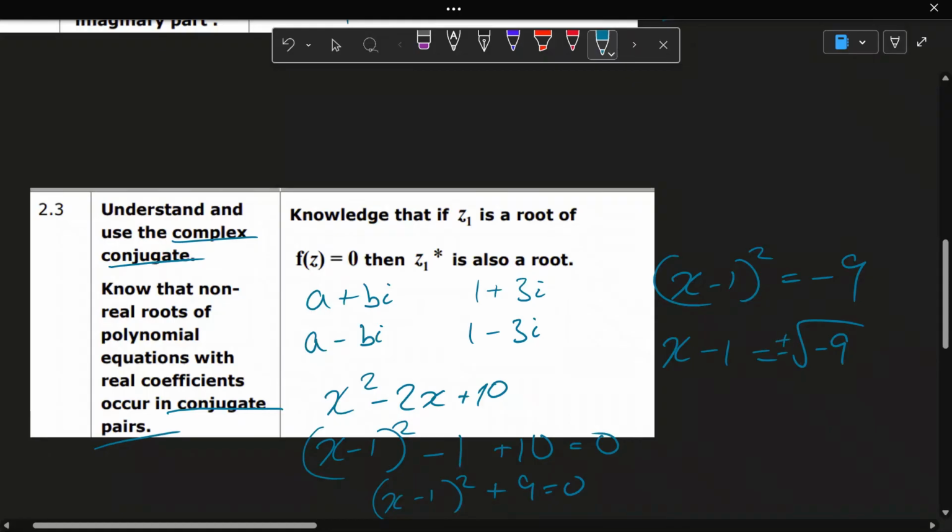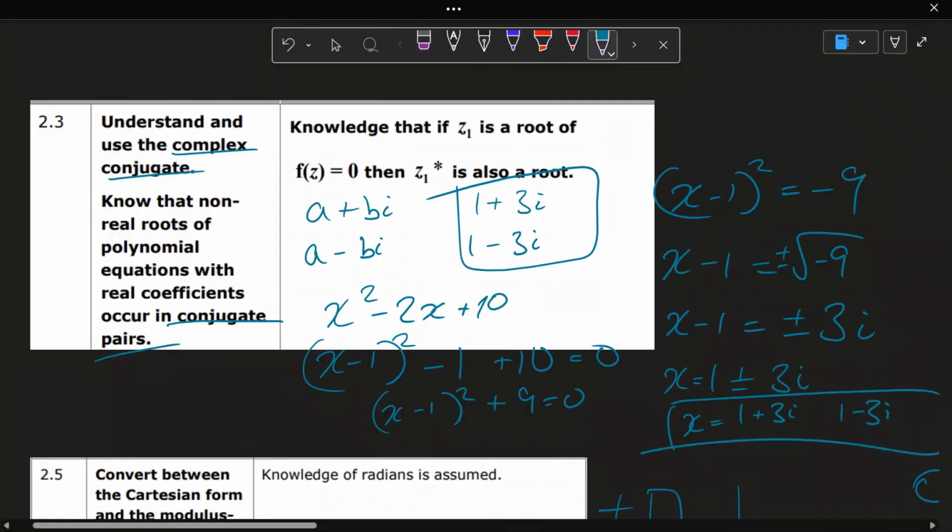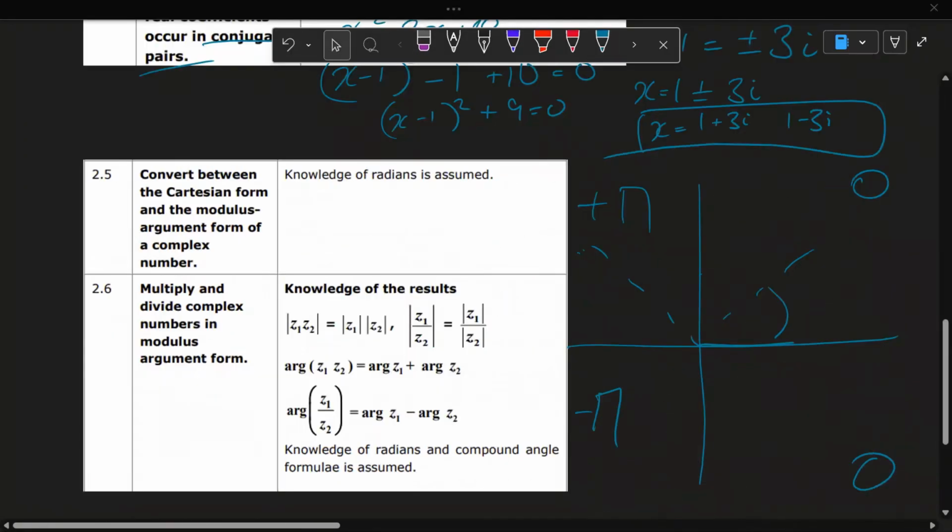But you'd also have plus or minus, right? So you'd have x minus 1 equals plus or minus 3i, and your roots would be 1 plus or minus 3i. Therefore, we've got our conjugate pair, x equals 1 plus 3i and 1 minus 3i. Cool. Okay, 2.5 tells us about the modulus argument form.